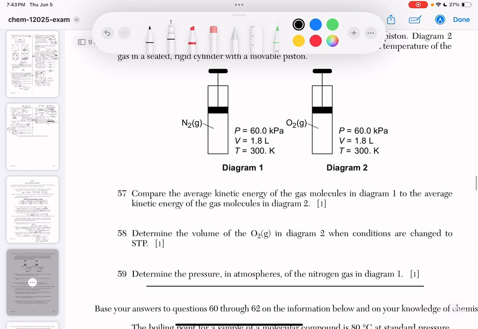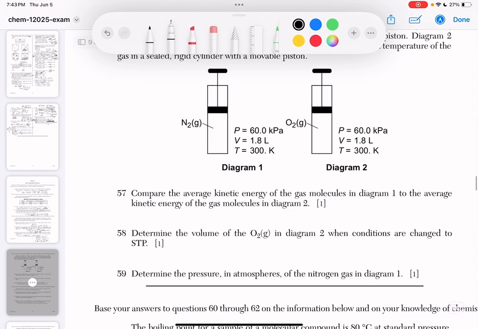So the average kinetic energy. Oh, they're both at 300 Kelvin, so they're the same. Because average kinetic energy basically just means temperature. And since they're both at 300 Kelvin, they're the same.